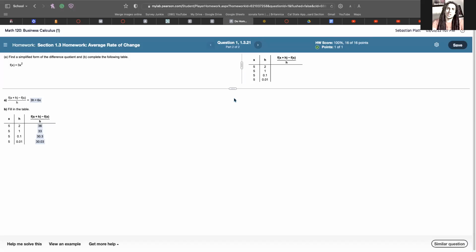I'm going to do a few videos on section 1.3 for the average rate of change. For question 1, we're going to find a simplified form of the difference quotient and complete the following table. The f of x equation that we're dealing with is 3x squared. You're going to see the x and the h values shown on my iPad, so let me share screen on there.